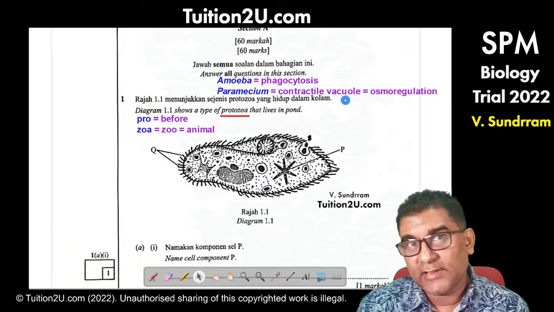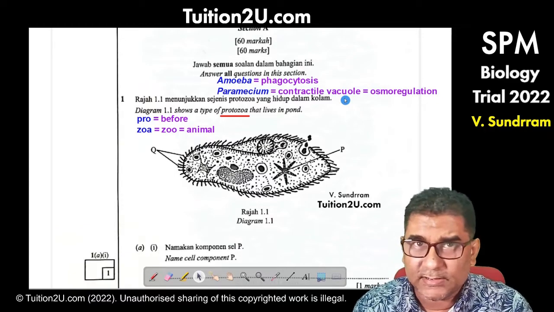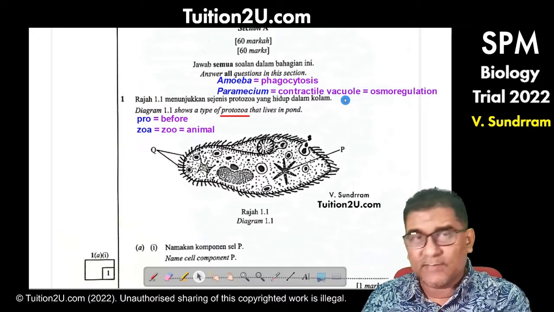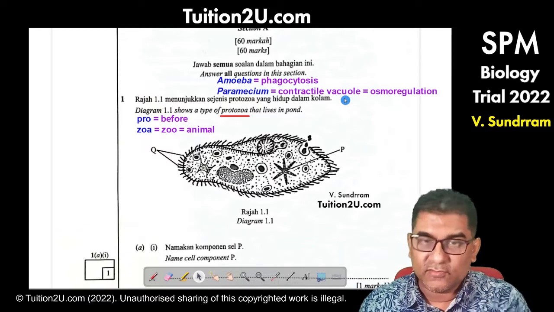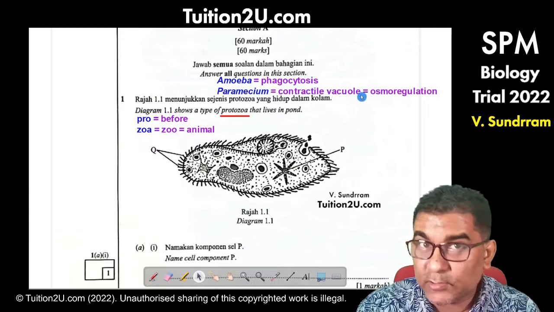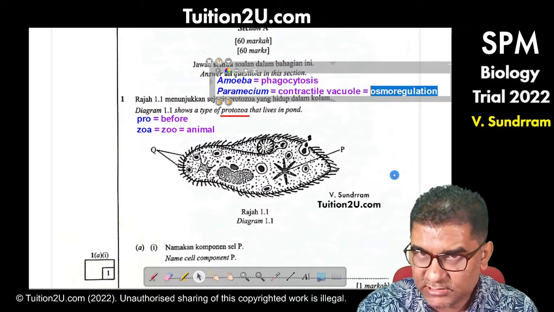Amoeba also has a contractile vacuole. But if they ask for Amoeba, it's going to be the same answer. What happens in Paramecium, the same process happens inside Amoeba in terms of the contractile vacuole. Both of them have it. The process that the contractile vacuole controls is known as osmoregulation.